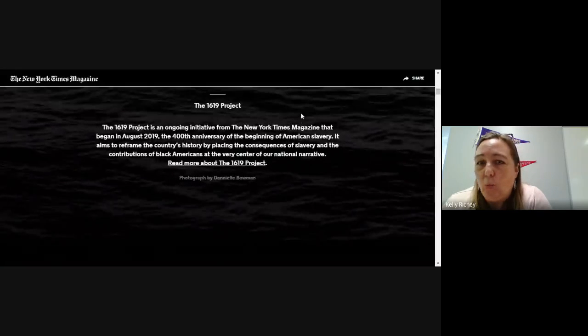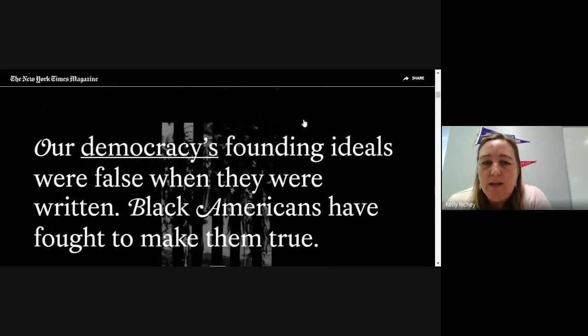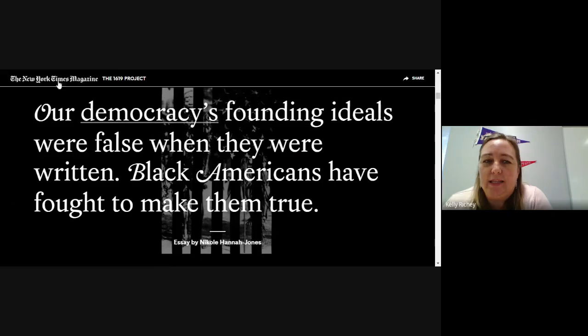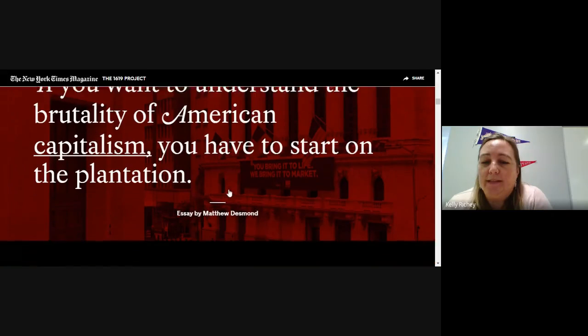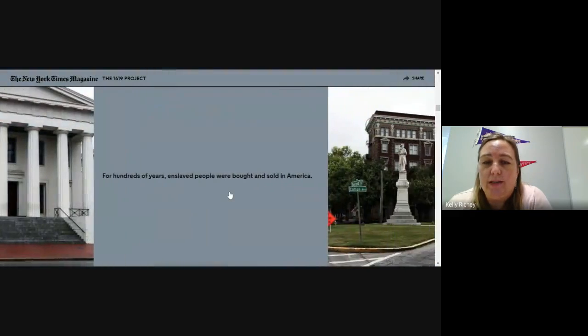So let me show you how to find these essays. You're just going to pick one to read. But as you scroll down, you'll see these, they almost look like paragraphs. Our democracy's founding ideals were false when they were written. Black Americans have always fought to make them true. That was the essay we read last week. If I scroll down, here's another one. You want to understand the brutality of American capitalism, you have to start on the plantation. So that's one essay you could read.